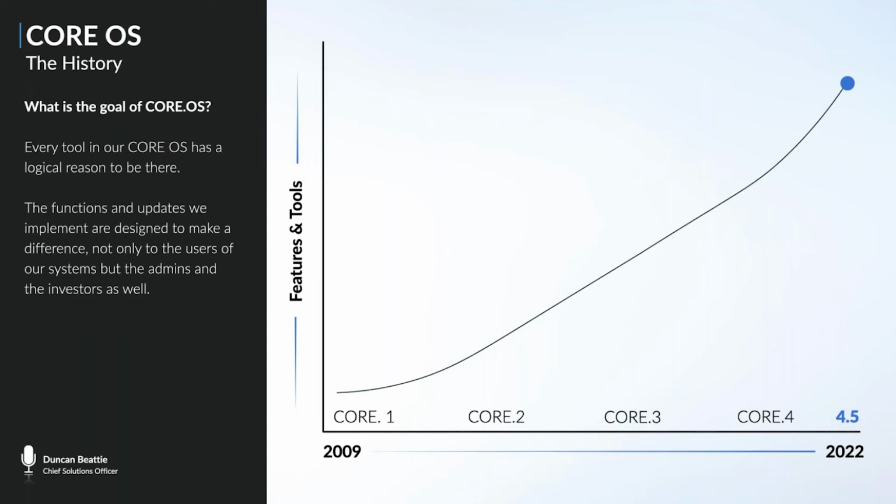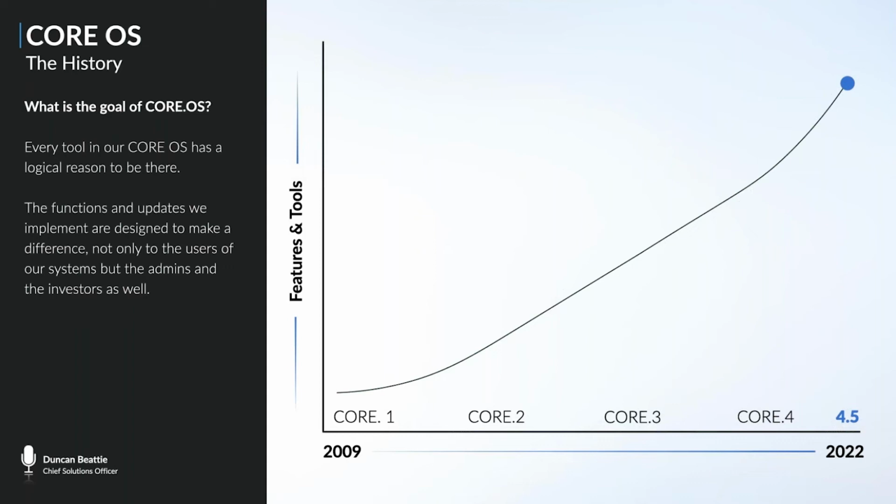The reason we've drawn the line this way is you can see heading towards 4.5, there's quite a spike in some of the features that we've introduced. And so Core 4 really has given us the engine to produce some really amazing results and some amazing tool sets. And that's important to understand.